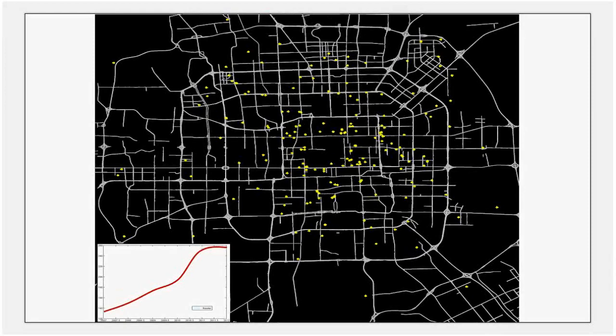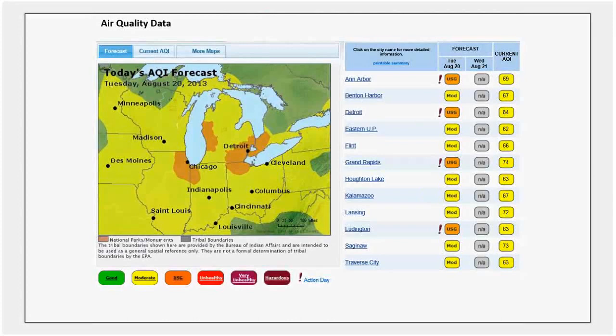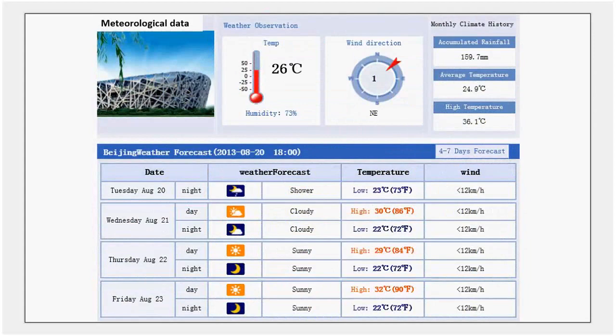Air quality data, which is usually classified into categories like good, moderate, and unhealthy, is very related to people's health. And this data is also very related to meteorological data, such as weather, humidity, temperature, etc.